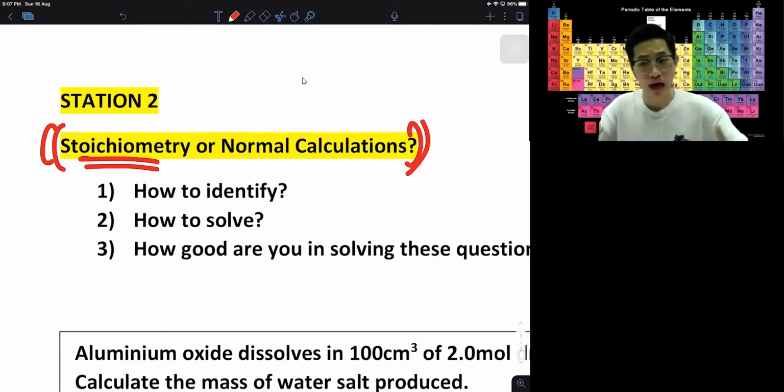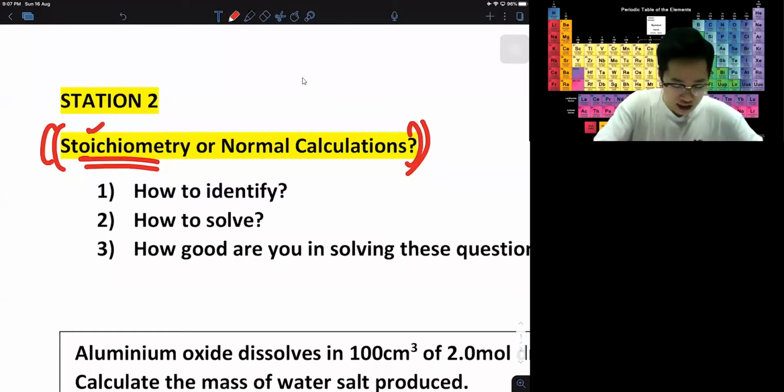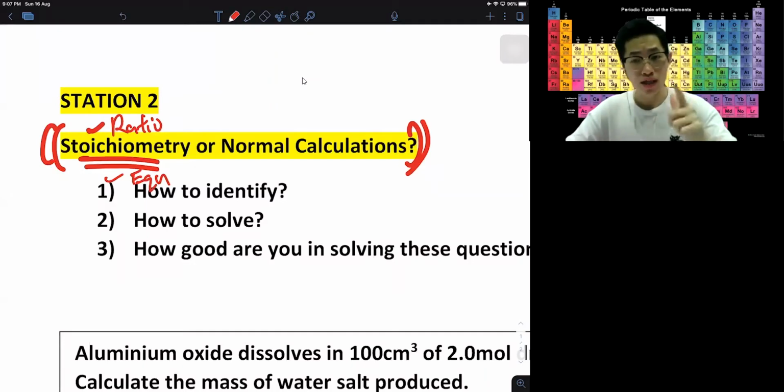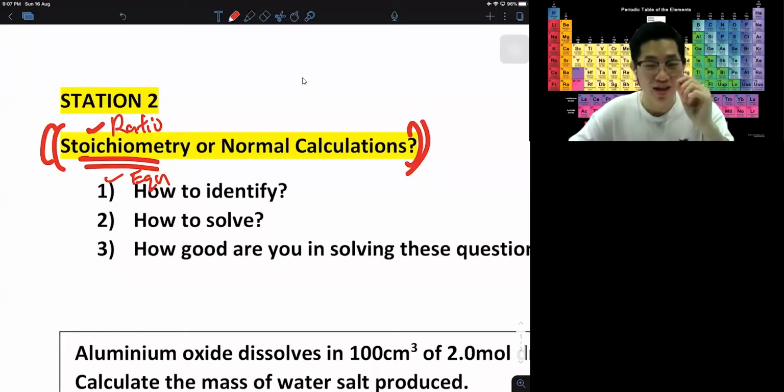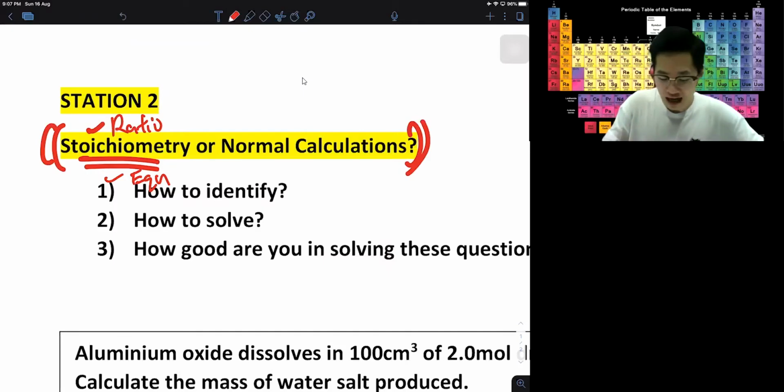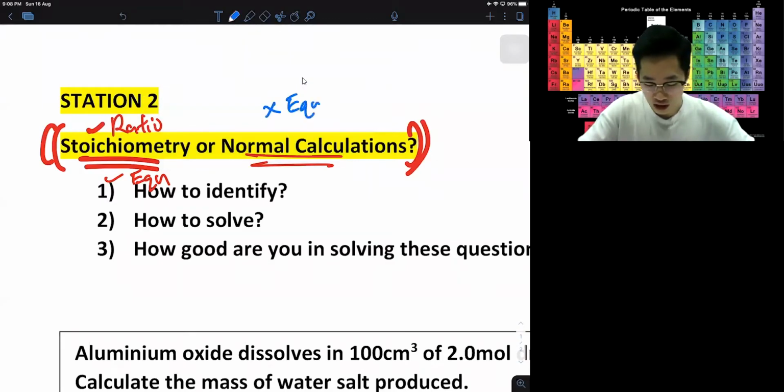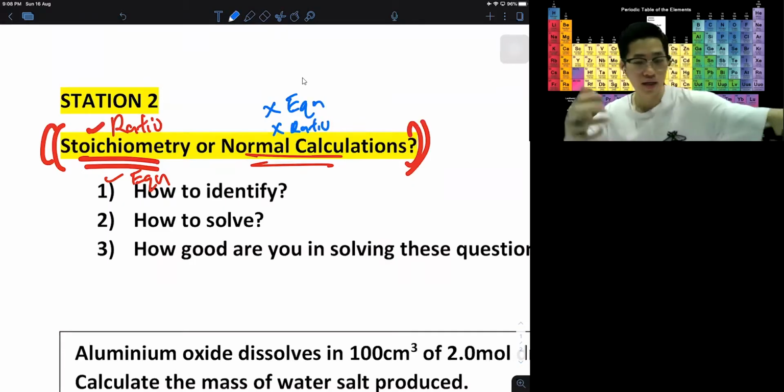And then what is the meaning of normal calculation? Normal calculation, okay, this is the one that you will need ratio and you will need equation. Ratio and equation, you better know how to do. Next week when I see you, I'm going to test you, especially those who are going to see me tomorrow. So stoichiometric calculation is the calculation question that wants you to do ratio and use the equation. A normal calculation question, don't worry, you don't need equation, you don't need ratio, but you have to know the chemical formula.